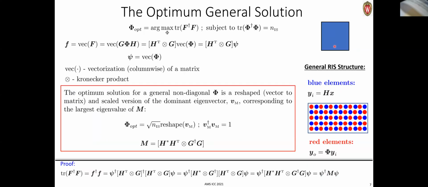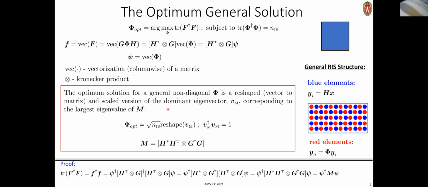Now the general solution, which is not diagonal. Again, the same optimization problem, but now we vectorize F, the composite matrix, column-wise, and we apply well-known identities in terms of Kronecker products. So this can be written as H transpose Kronecker G times the vectorized version of the matrix phi, which we call psi. And so you get this representation.